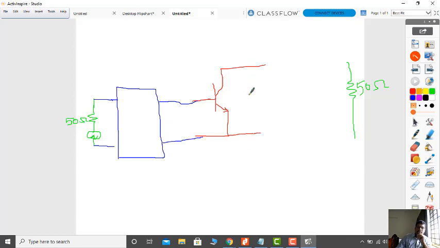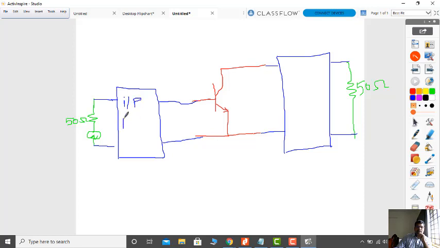Similarly, port 2 of the transistor, that is the output port of the transistor, is connected with the load through a network called the output matching network. This is the input matching network. This one is the output matching network.